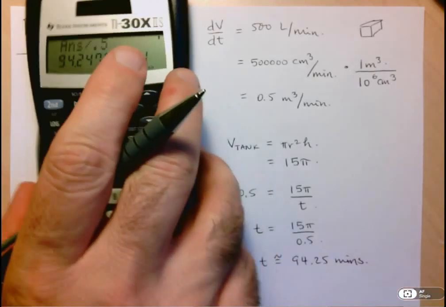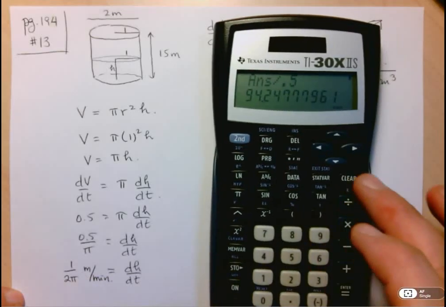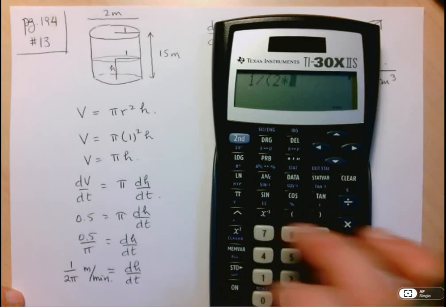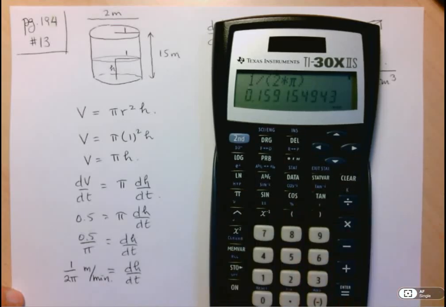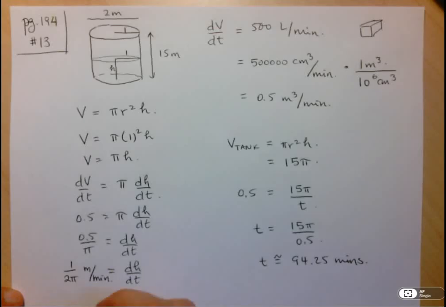Okay, and in fact, on this side here, an approximation would have been perfectly acceptable. So here, in fact, let's do that. 1 divided by (2 times pi), and we've got it's about 0.16. So if we go back here, that's approximately equal to 0.16 meters per minute.